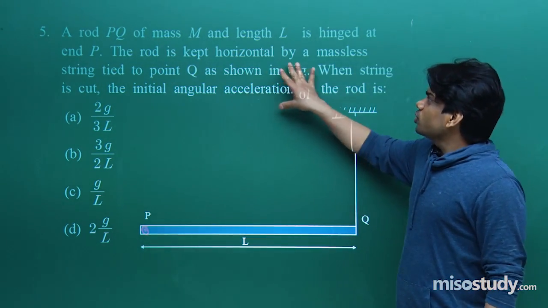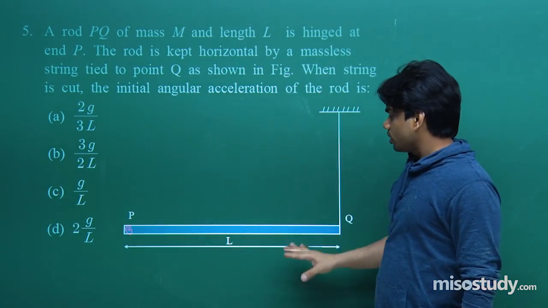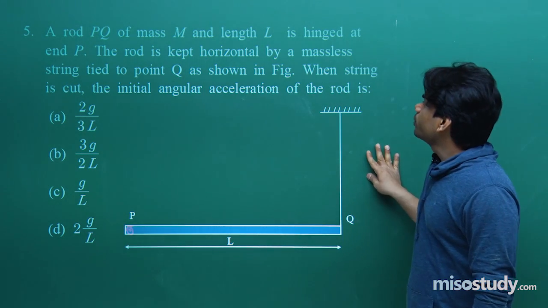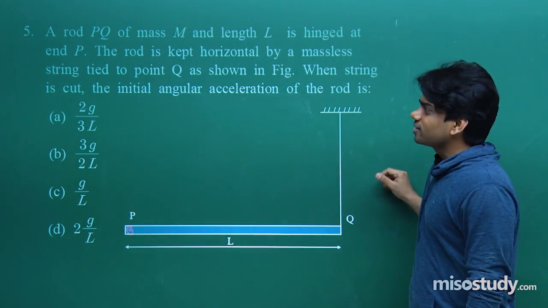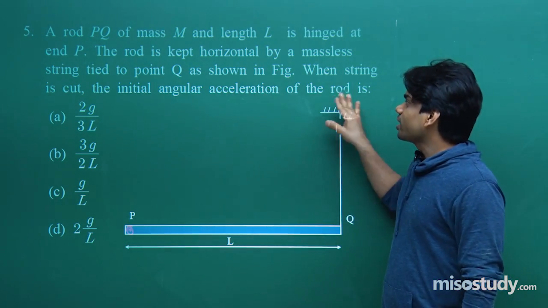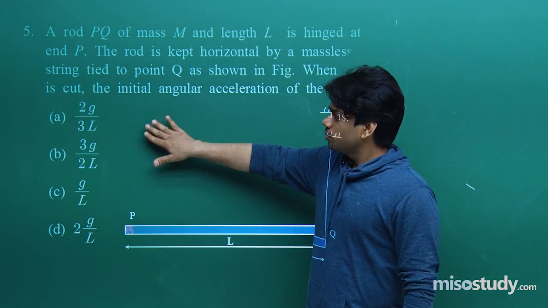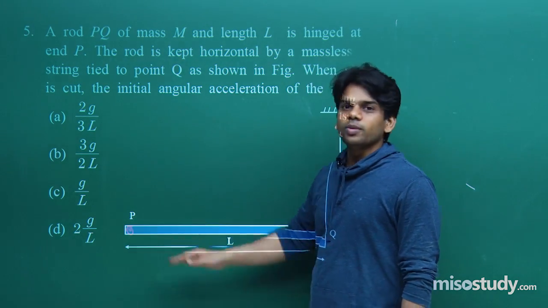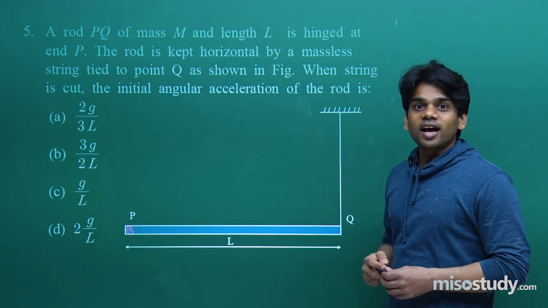The rod is kept horizontal by a massless string tied to a point Q as shown in the figure. So you can see the entire figure. It is actually tied at point Q. When the string is cut, the initial angular acceleration of the rod is: A, 2g by 3l; B, 3g by 2l; C, g by l; and D, 2g by l. I hope that you have got what the question is asking from us.